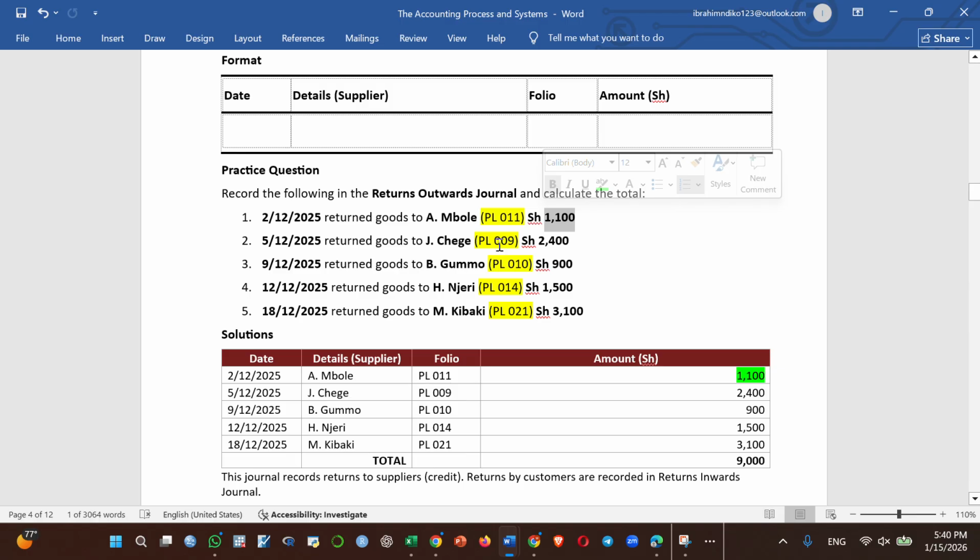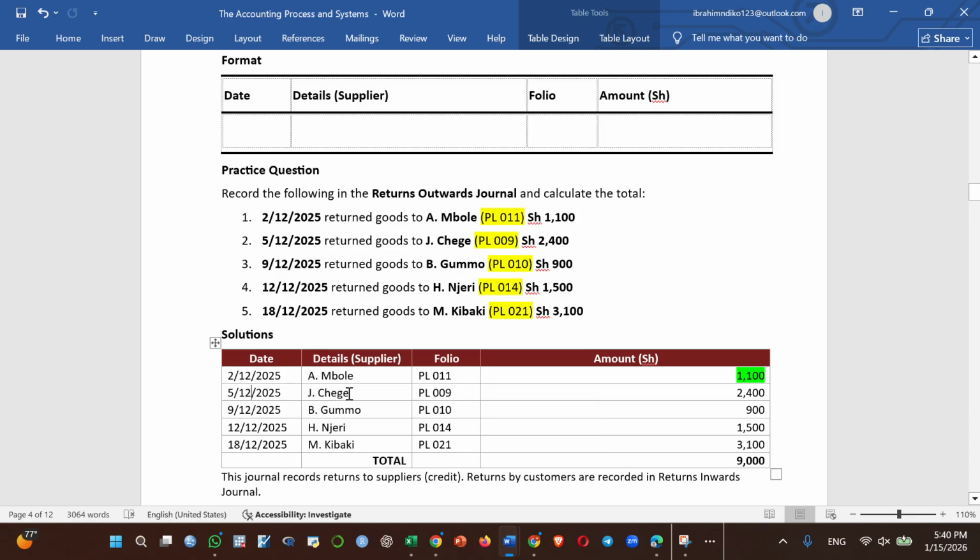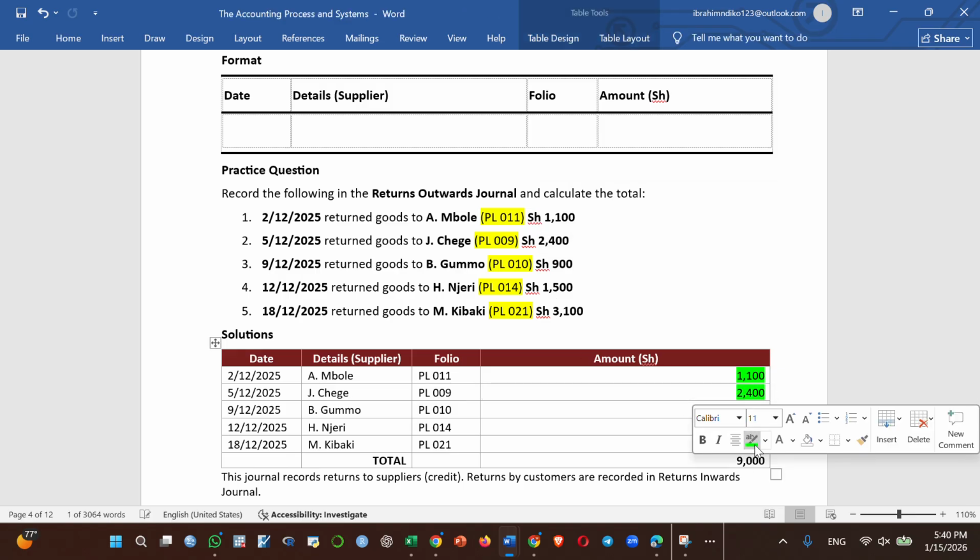On 5th, Chege. So Chege is our supplier. The date is date 5. Chege. The folio number is PL009, you can see it here. Then the amount is 2,400, you confirm it is 2,400.